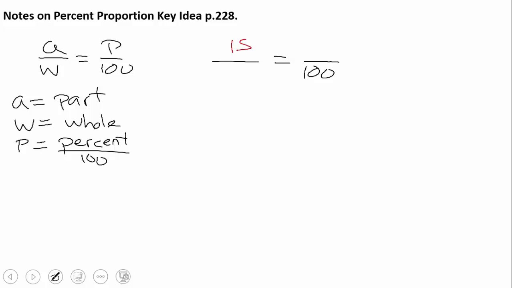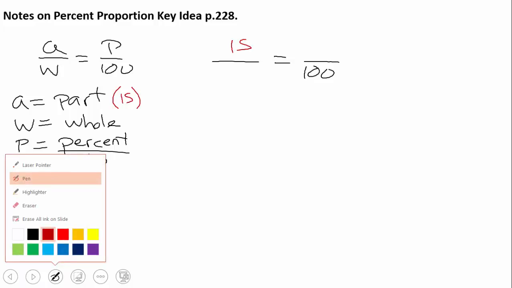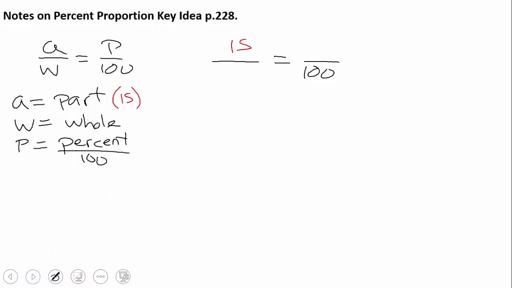And I'm saying is part. So the word is gives you the A, the part. And the word of gives you the whole. Is part of the whole. And then of course P is our percent. But we write our percent, we write the number minus the percent sign. Why? Because we're putting it over 100.